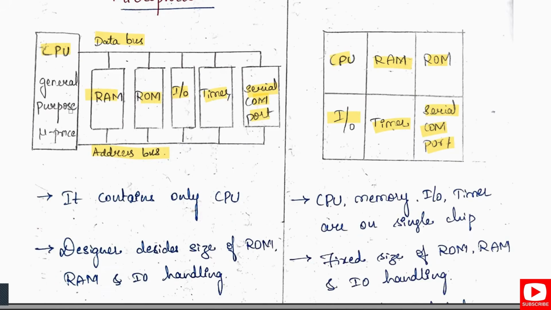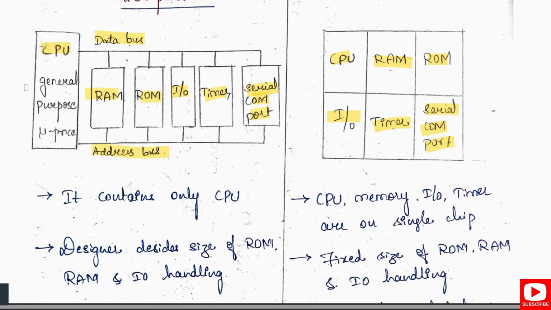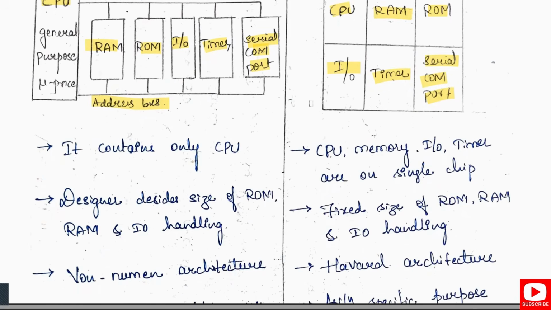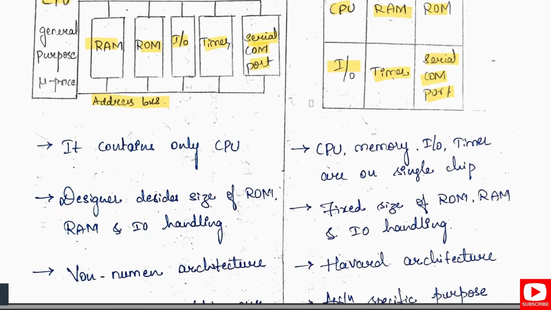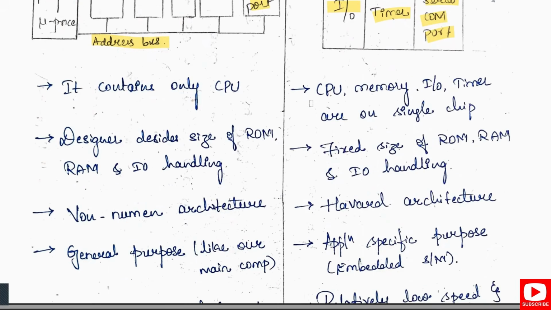To write the first difference, the microprocessor contains only the CPU part. Here in the microcontroller, CPU, memory, input output, and timer are all on a single chip. In the microprocessor, the designer decides the size of the RAM or ROM and how much input output is to be handled, but in the microcontroller, it has a fixed number. This is a Von Neumann architecture and that is a Harvard architecture.